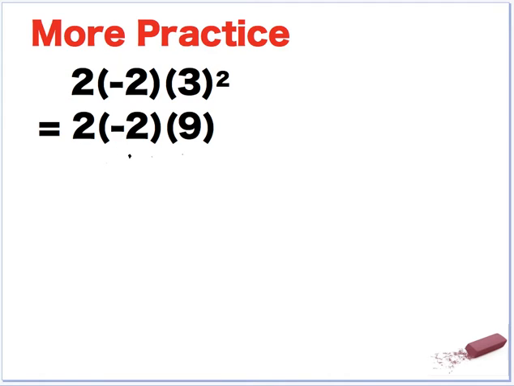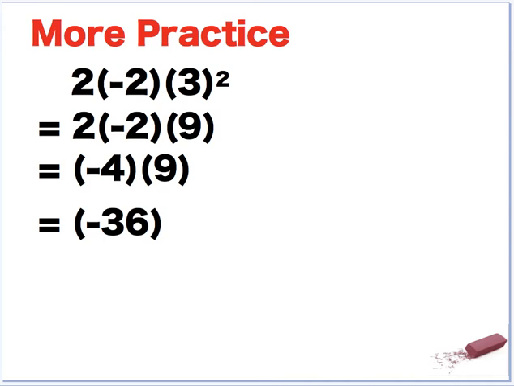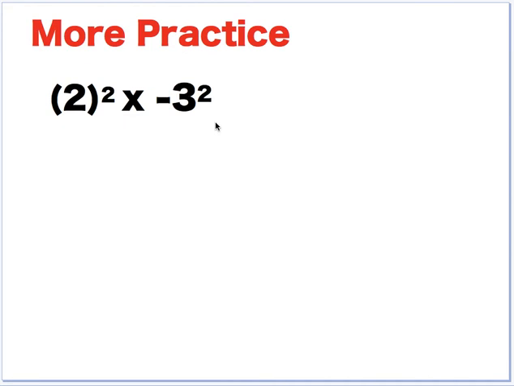Now we do multiplication. It actually doesn't matter which one we do first. You could do 2 times -2, then times 9, or -2 times 9, then times 2. The order is unimportant because it's all the same operation. So we're going to do 2 times -2, which is -4. And then -4 times 9, which is -36. Try this one, pause, and then see if you got the right answer.